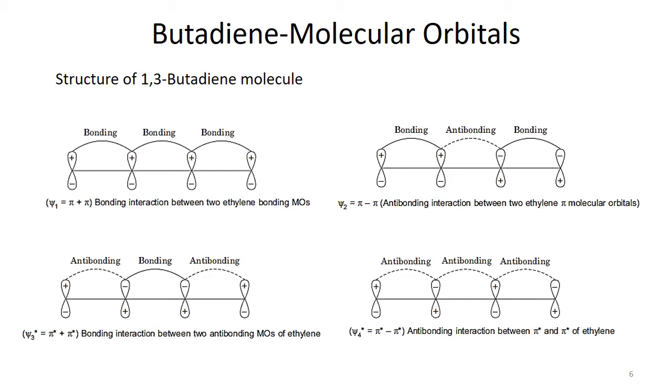The fourth molecular orbital, in the last diagram, is obtained from the anti-bonding interaction between pi star and pi star of two ethylene molecules. This molecular orbital has three nodes and is totally anti-bonding. It means that this molecular orbital has the highest energy.